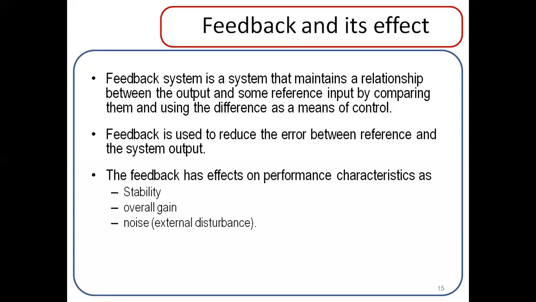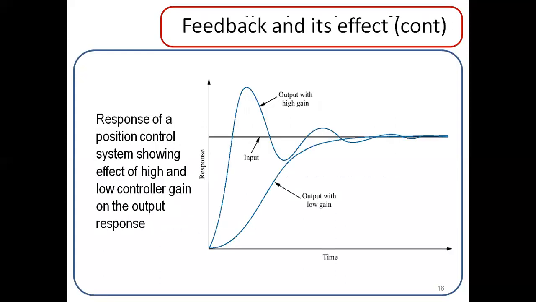But we have a point. Feedback has effects on performance characteristics also, because stability will not be maintained, since modifications are always encouraged here. If the feedback signal comes into force, an error needs to be specified and the regular process needs to be halted. For that reason stability will not be maintained, the overall gain will be much less, and external disturbances create some noise signals. These are some of the feedback effects.